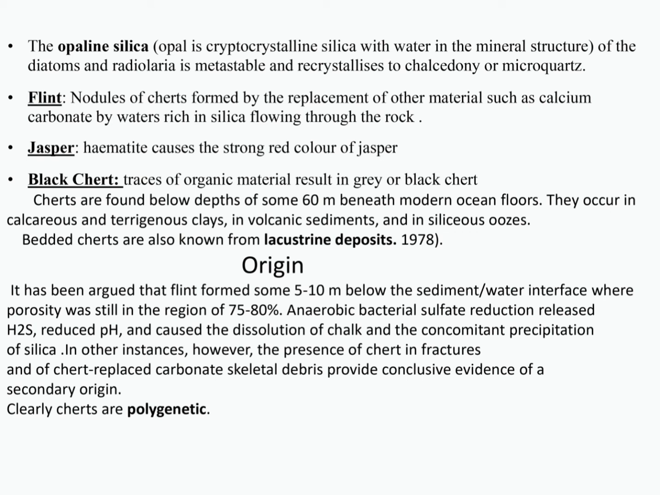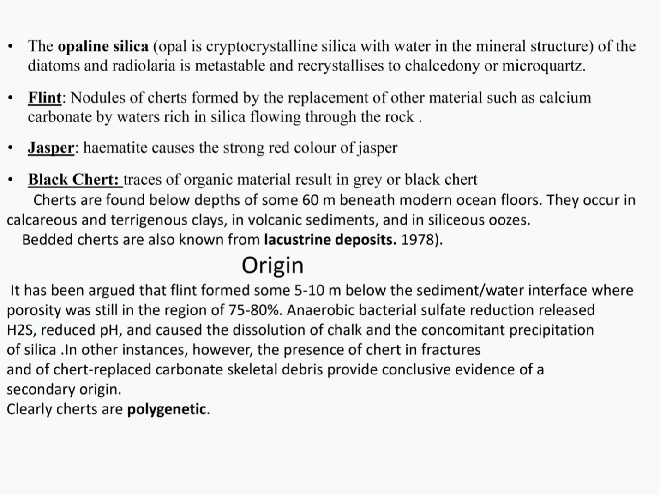So you have chert, which is gray, and the black color is due to organic material. The cherts are found at depths of some 60 meters beneath the modern ocean floors. They occur in calcareous and terrigenous clay, in volcanic sediment, and in siliceous ooze.